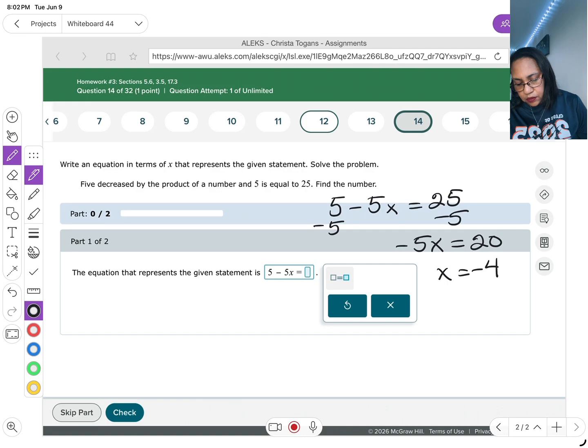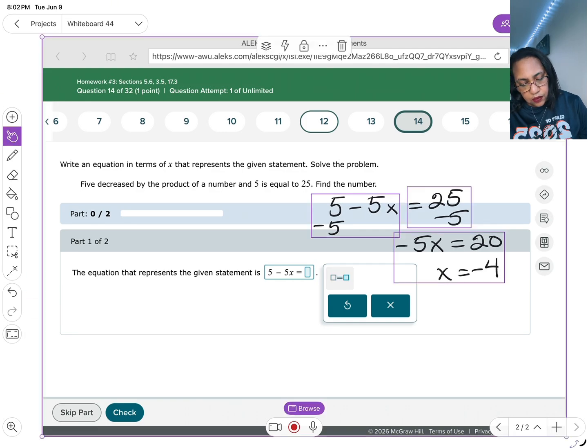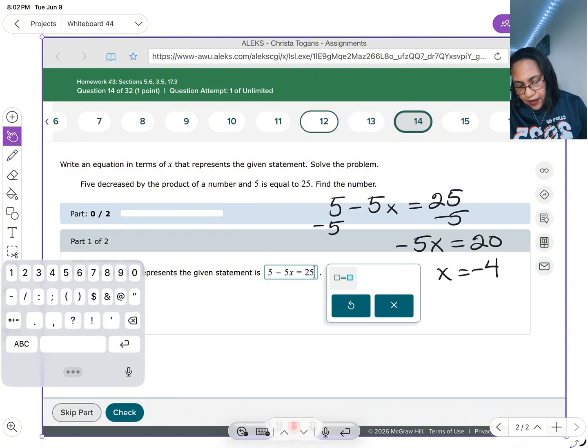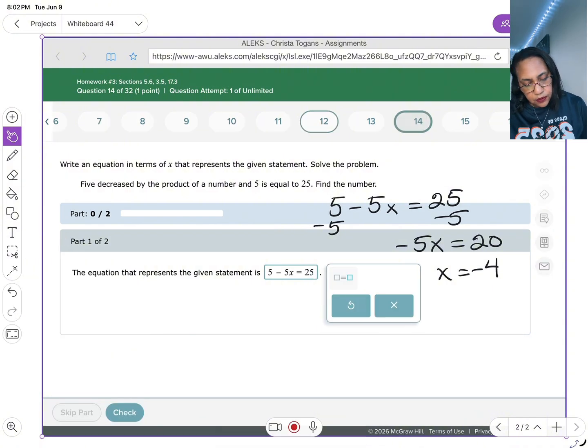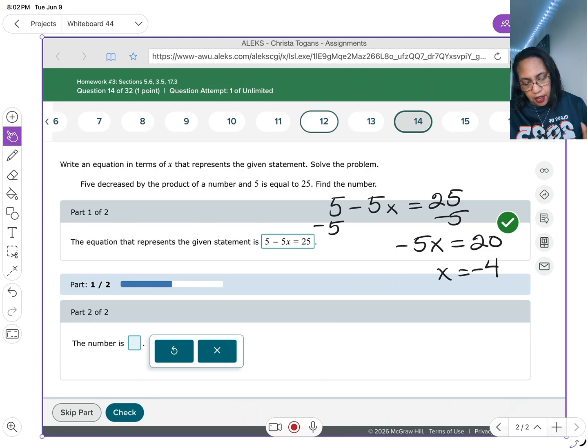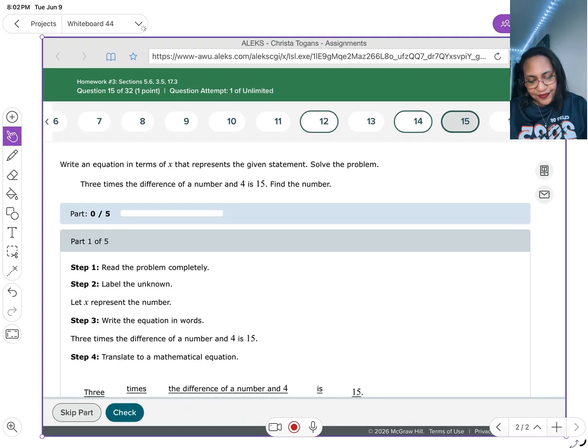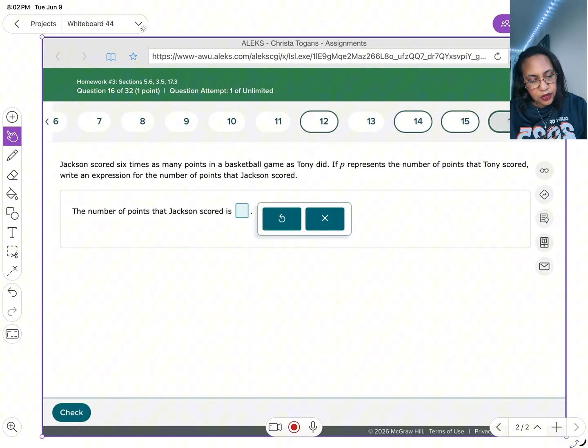So let me see if I can type in the 25 here. Let's see what they think. Okay? And then you just substitute in your answer. Okay? So moving along. Just use the example in this one. So just use one. This is just a little bit more complicated. Not too much though.